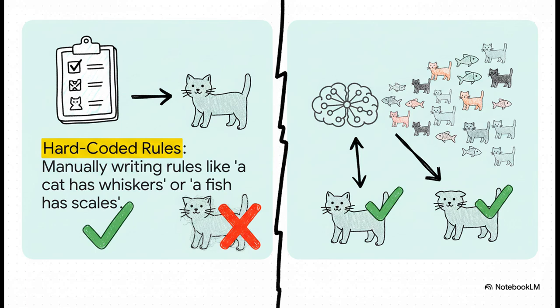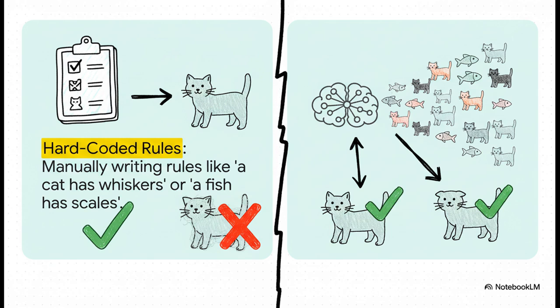The old school way of trying to solve this was to write a mountain of rules. If it has whiskers and pointy ears, then it's a cat. If it has scales and fins, it's a fish. But that approach is just so brittle, right? I mean, what if the cat's ears are folded down? What if you can't even see the fish's fins? The whole thing just falls apart.